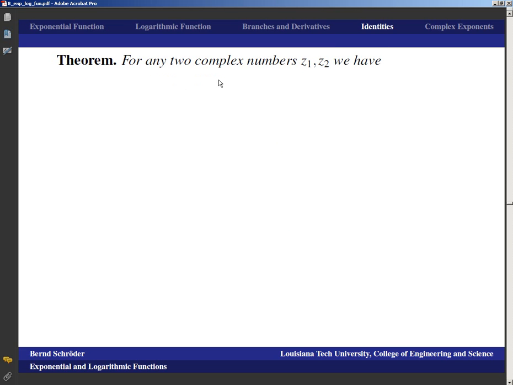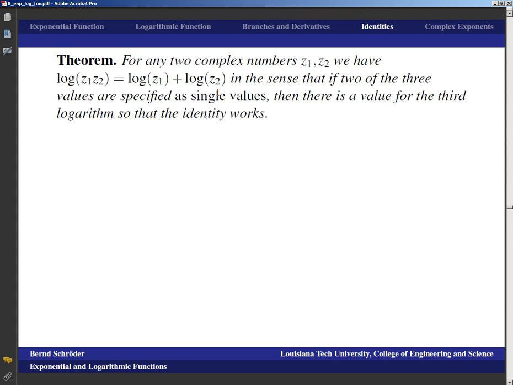Well, for example, whenever we have two complex numbers, z1 and z2, we have that the multiple valued logarithm of z1 times z2 is the multiple valued log of z1 plus the multiple valued log of z2. And that is an equation in the sense that if two of the three values are specified as single values, and that's very important here, then there is a value for the third logarithm so that the identity works out. Let's first prove this in general, and that's where we're going to use the ambiguity.